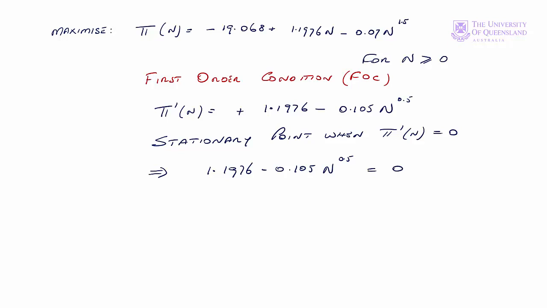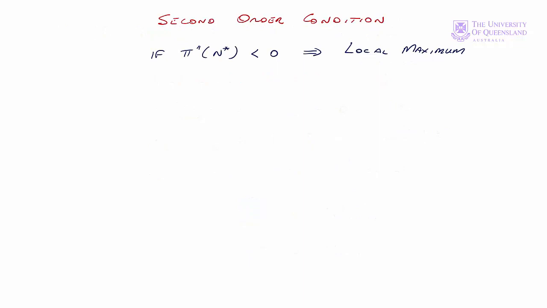We can solve for n. We'll have the square root of n star equal to 1.1976 divided by 0.105. That means that n star is approximately equal to 130.1. We have a stationary point. We should check whether that's a maximum or a minimum. We'll do that using the second order condition. Our second order condition is this. If we evaluate the second derivative of the profit function at the stationary point and it's negative, then we have a local maximum.